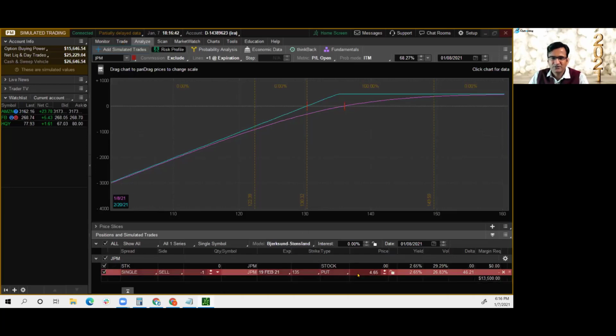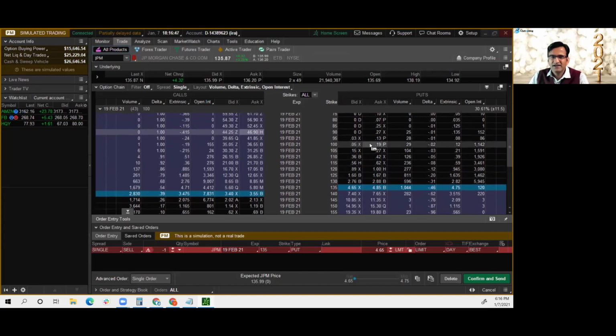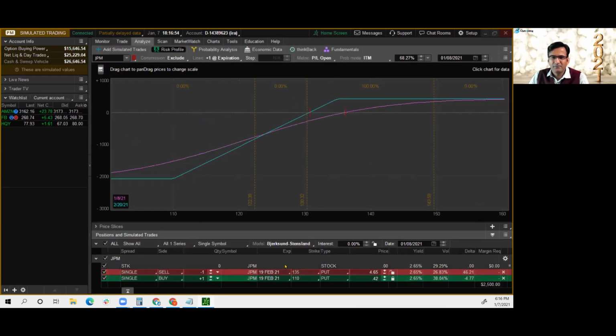So I sold this put. Let's look at how to buy a put. So say I go ahead and buy this put. Now if I combine both of them, sell a put at 135, bought a put at 110, look at the maximum amount of money that is being blocked. It is $2,500. For my account, which is $25,000, this is 10%. Not ideal, but not too bad also. Fine, 10%, I think I can do this.